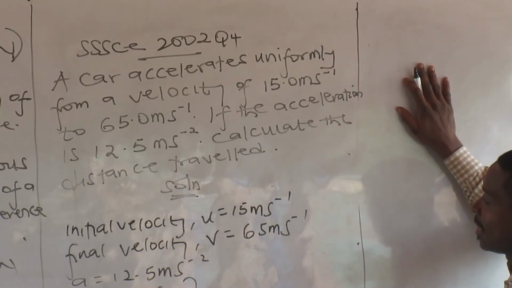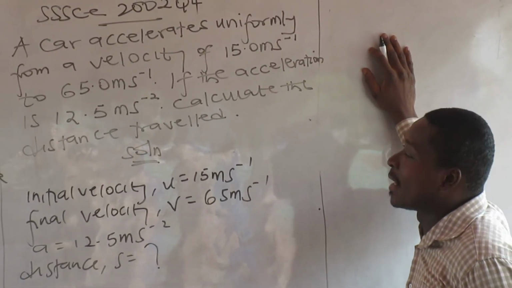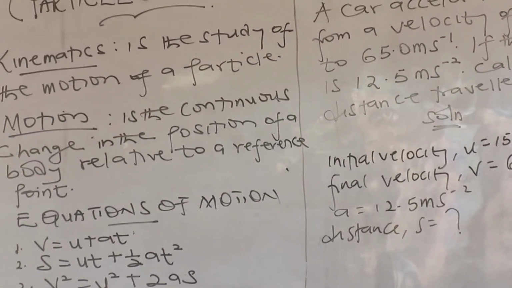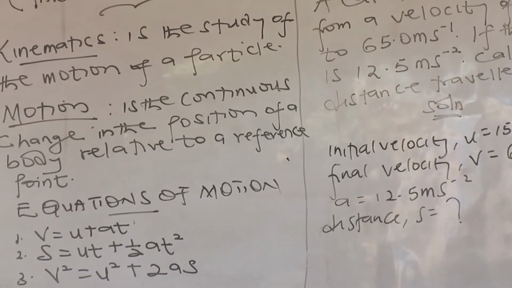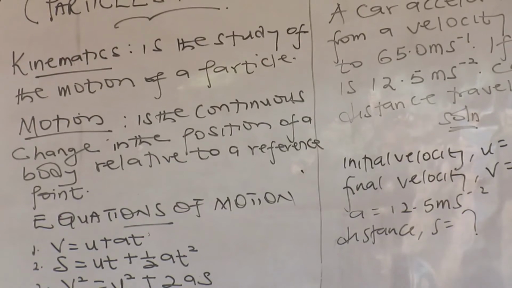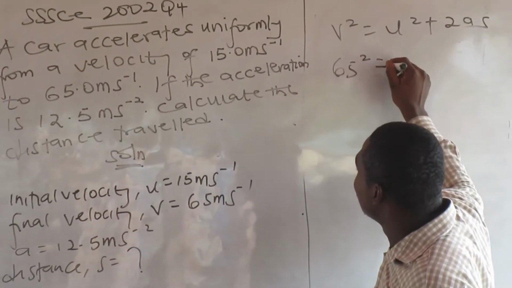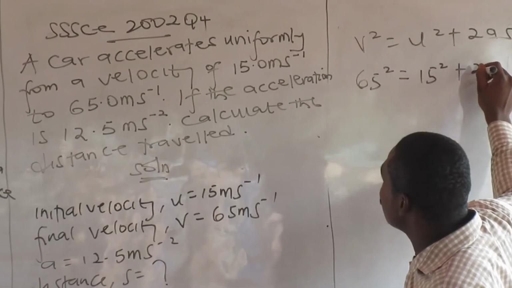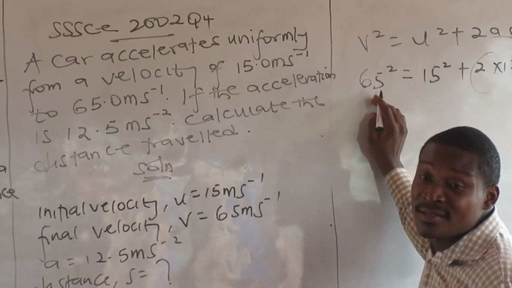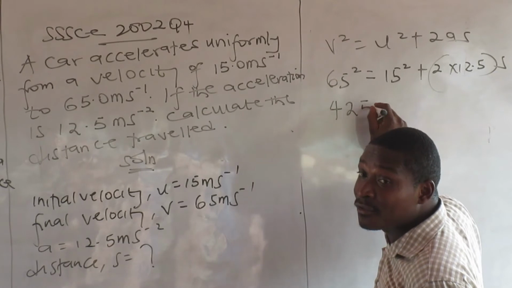So over here, I have u, I have v, I have a, I need s. I can't use my second equation of motion, s equals ut plus half at squared. No. I'll use the third one because I'm lacking t in the parameters here. So that is 65 squared equals 15 squared plus 2 times acceleration 12.5 times s. Now what is 65 squared? 4225.